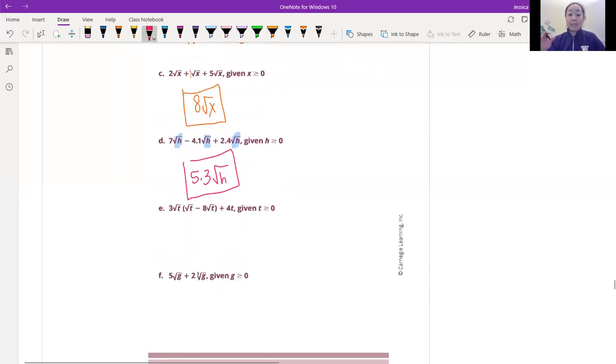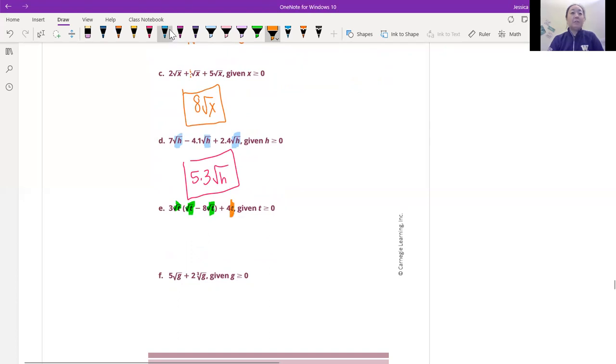So hopefully these are a little bit easier than you thought they were going to be. And so notice, let's take a look here. I'm going to do some analyzing. We have square root of t here, square root of t here, square root of t here. But this is not square root of t. I should put that in a different color.